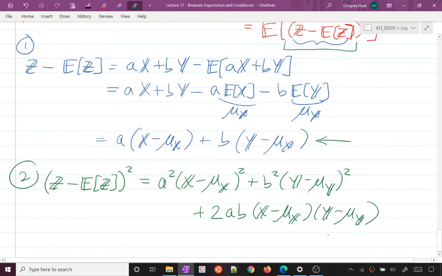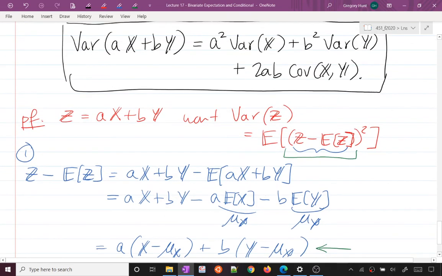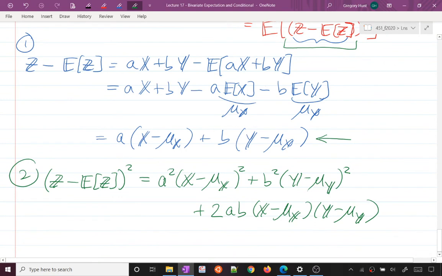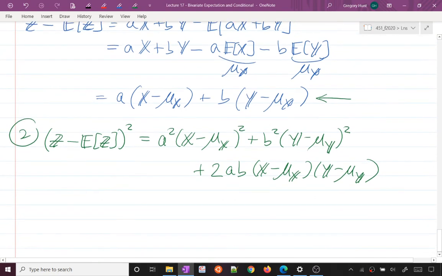That looks really familiar. The expected value of x minus mu x squared is the variance of x. Expected value of y minus mu y squared is the variance of y. And the expected value of x minus mu x times y minus mu y would be the covariance. So the reason that we have this covariance term showing up in this formula is basically because when we square things out, we get a cross term. So it's kind of a fact of algebra.